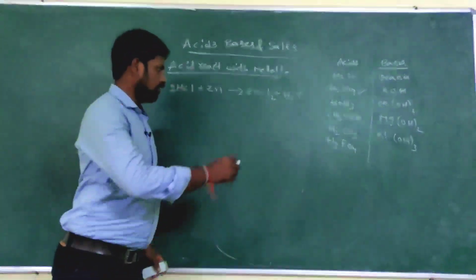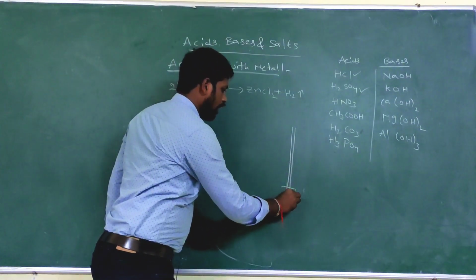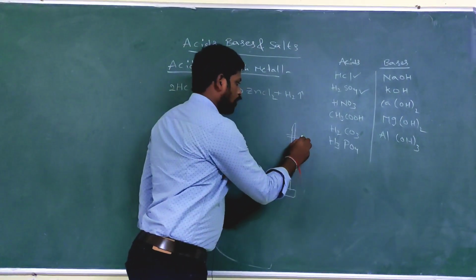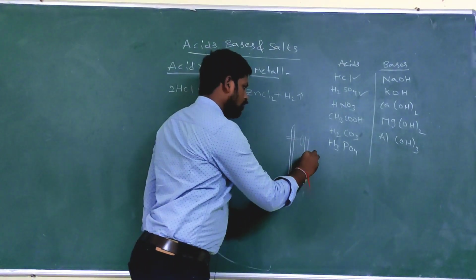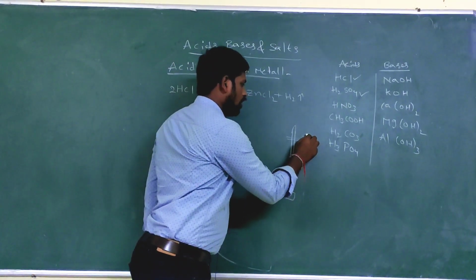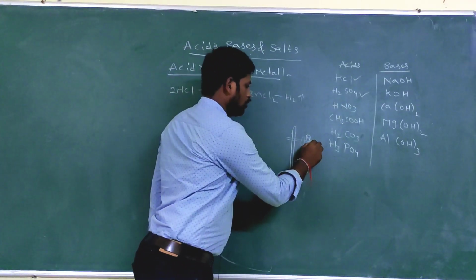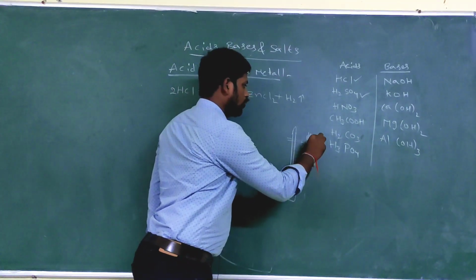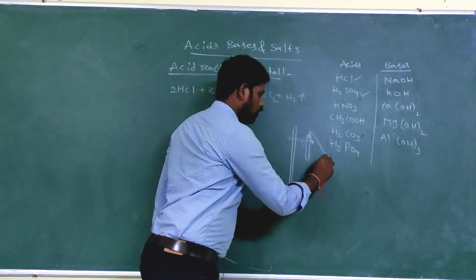First, you have to draw the diagram. Take a retort stand and a clamp. Use one clamp near the test tube. Take one test tube and a rubber cork, and fit a delivery tube and a trough.